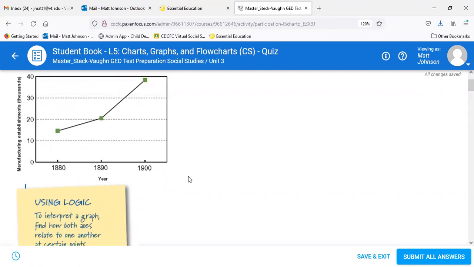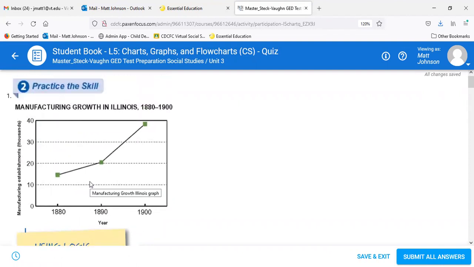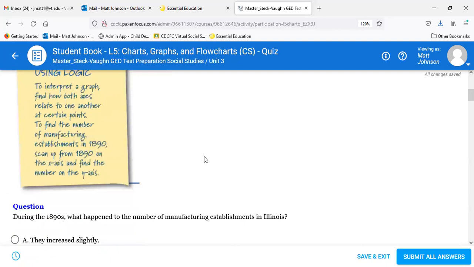How many manufacturing establishments were there in Illinois in 1880? You look right around 15,000. We have increments of 10 on the line. That falls right around the middle there, so we know it's about 15,000. Same thing, if we want to know what it was in 1890, we have 20,000. When we get to 1900, we're up there close to 40,000. So we see an incredible amount of growth between 1890 and 1900.